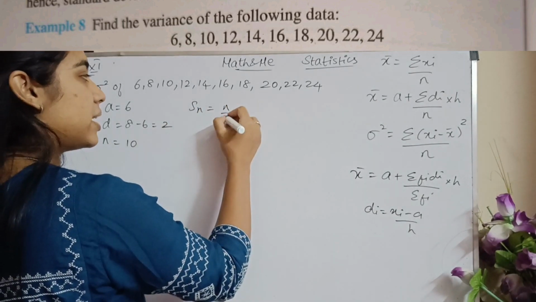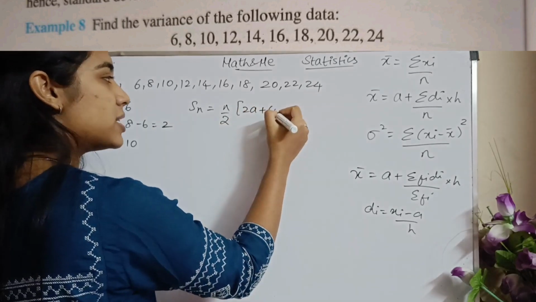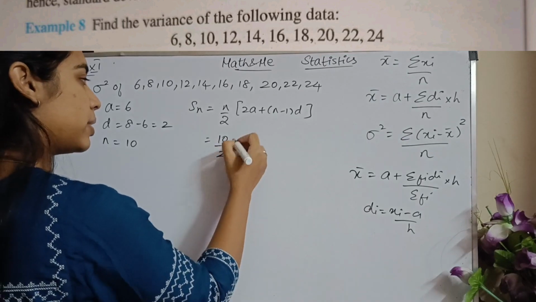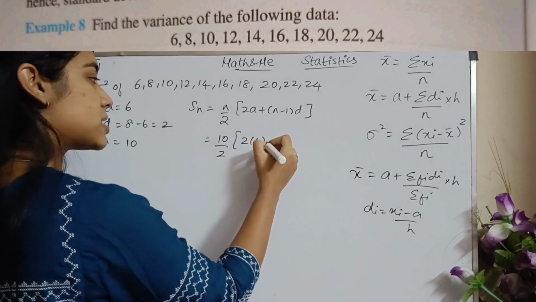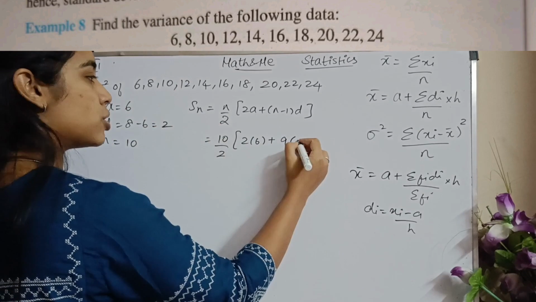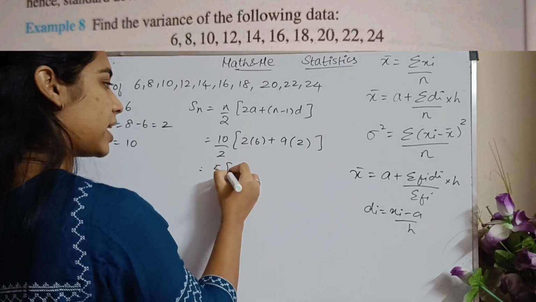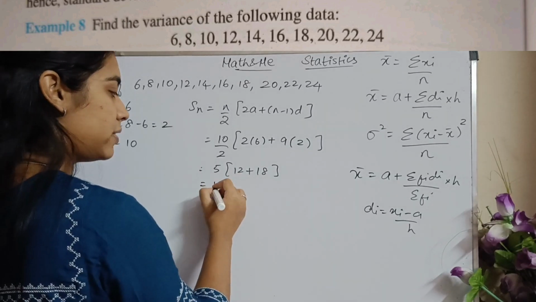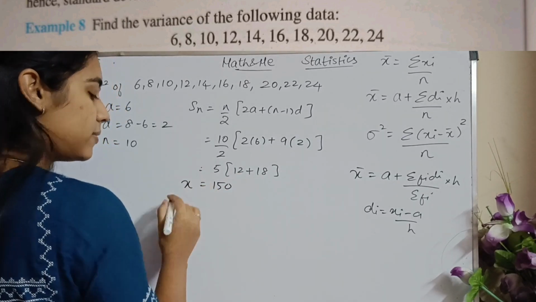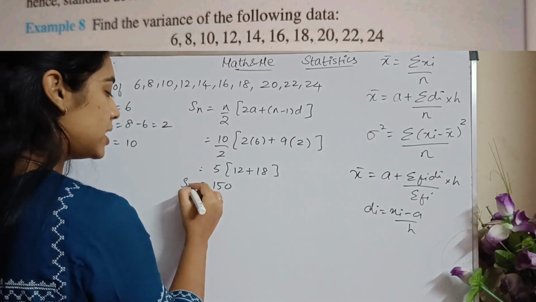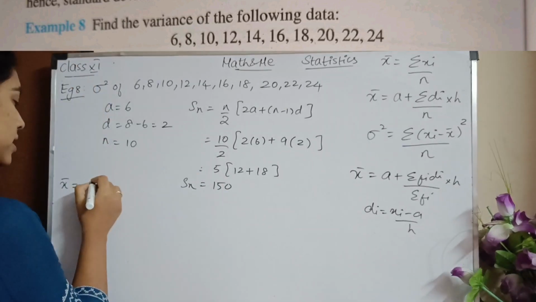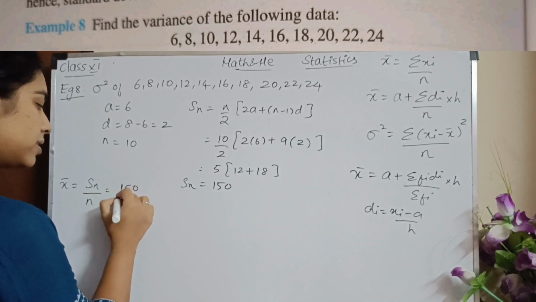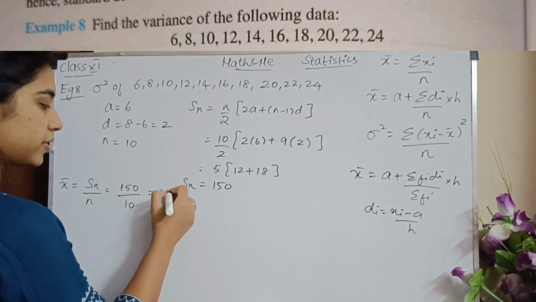SN equals n by 2 of 2a plus n minus 1 into d, which will be n is 10 divided by 2 of 2 times 6 plus 9 into d, which will be 2. So, this is 5 times 12 plus 18. 18 plus 12 is 30. 30 into 5 is 150. So, this is your summation. This is your SN. So, what will be your mean x bar is SN divided by the number of terms, which is 150 divided by 10, which is 15. So, this is your mean.